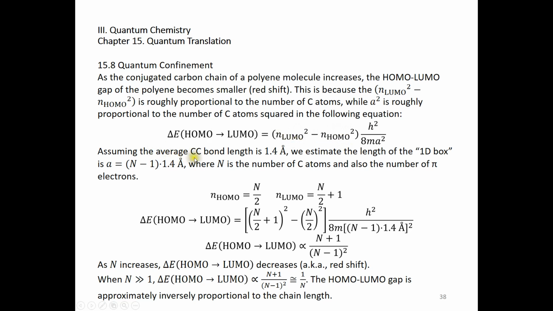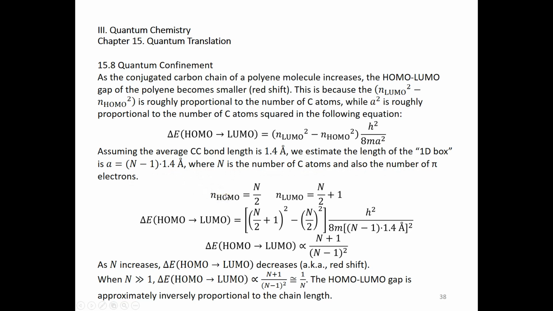Assuming the average carbon-carbon bond distance is 1.4 angstroms, the length of the 1D box is roughly n-1 times 1.4 angstroms. So if you have 6 carbon atoms, there are 5 bonds. If you have 8 carbon atoms, there are 7 bonds. So that's why n is the number of carbon atoms and also the number of pi electrons.